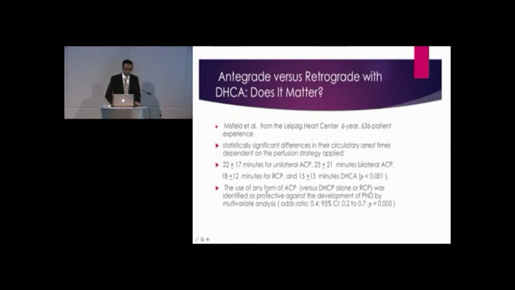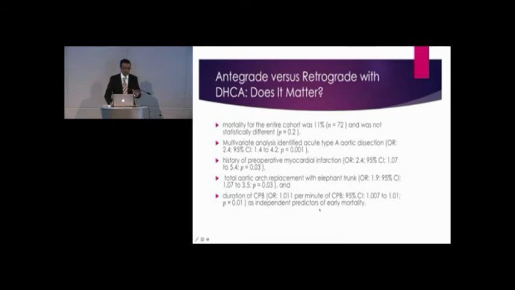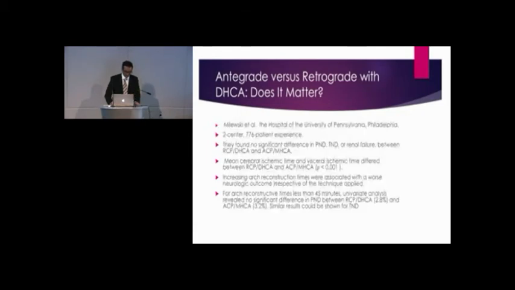So they conclude in their study that any form of antegrade, whether with deep hypothermic or retro, is actually identified as protective against any development of BND. So antegrade cerebral perfusion is better than retro, better than deep hypothermic alone, with an odds ratio of 0.4, which is very significant. The mortality was the same, no change. They also found that type A dissection, myocardial infarction, total arch with elephant trunk, and duration of cardiopulmonary bypass are all independent predictors of early mortality in aortic surgery.